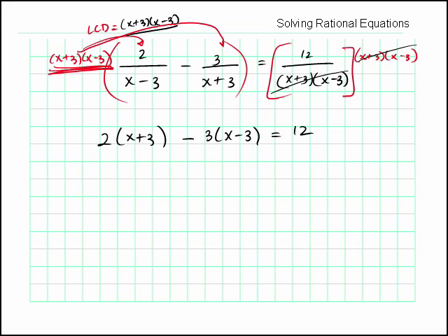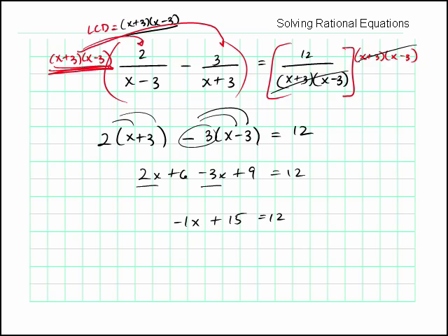Now I'm going to solve this equation for x. I will distribute: 2x plus 6 minus 3x plus 9 equals 12. Combine your like terms. 2x minus 3x is negative 1x. Plus 6 plus 9 is plus 15. Subtract 15 from both sides. Negative 1x equals negative 3. And divide, and we get 3.